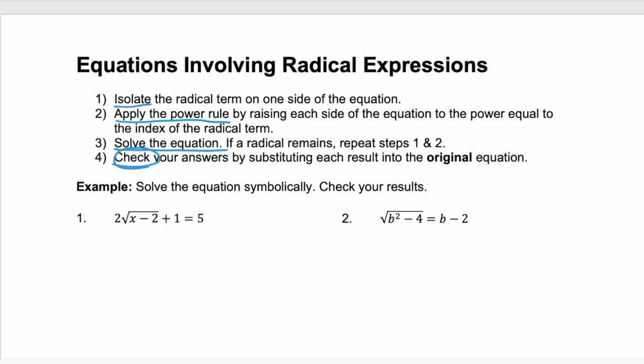Some of your answers are not going to be valid in the original equation. So you need to check your answers with the original equation, not one of the equations you modified. Go right back to the original that's in print. Okay, let's look at the examples.